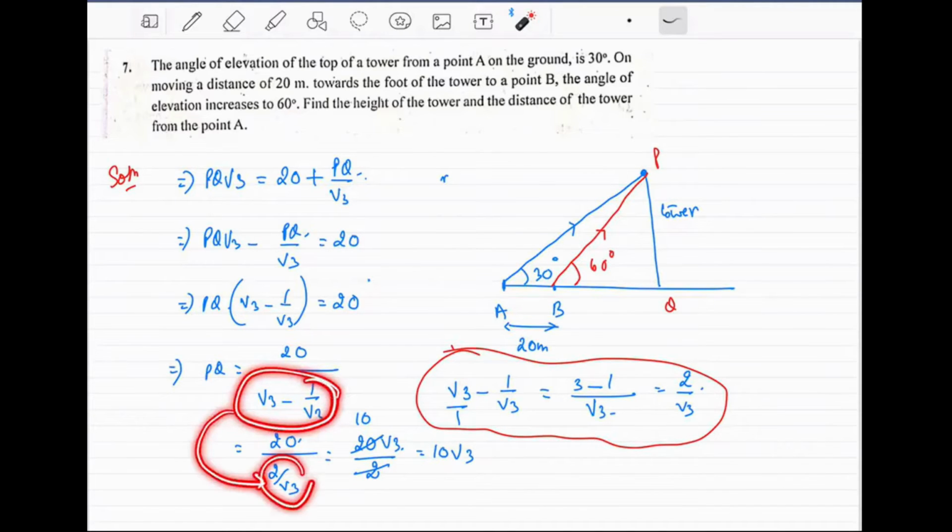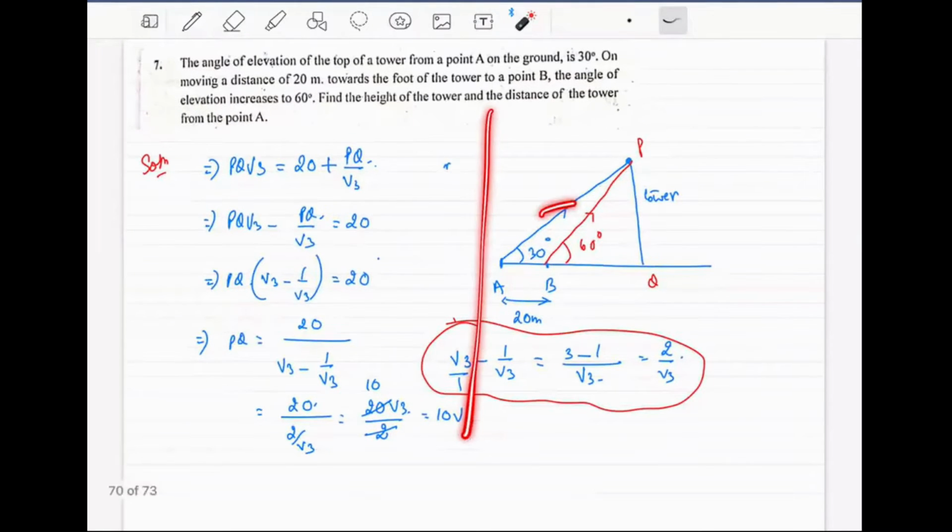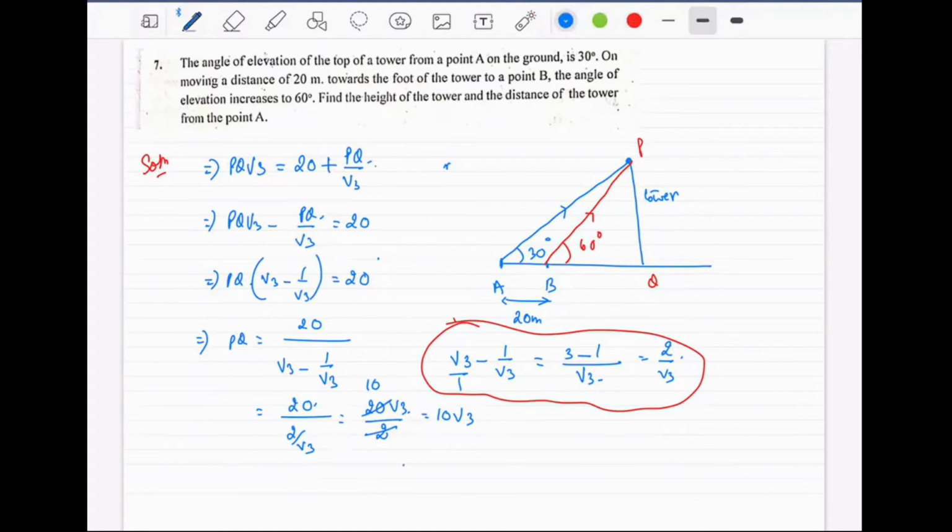How do you obtain 2 by root 3? Just copy this on the side, okay? Don't copy it on the main notebook part, main question part. You copy this on the side, so that you will be able to understand how we are obtaining this 2 by root 3. Since we have got the value of PQ already as 10 root 3, you can say here down below, therefore, the height of tower is how much? Height of tower is 10 root 3. Everything is given in meter here. Look, 20 meter. So we will write this as 10 root 3 meter.